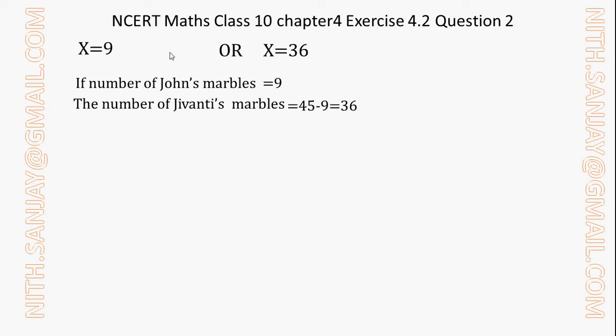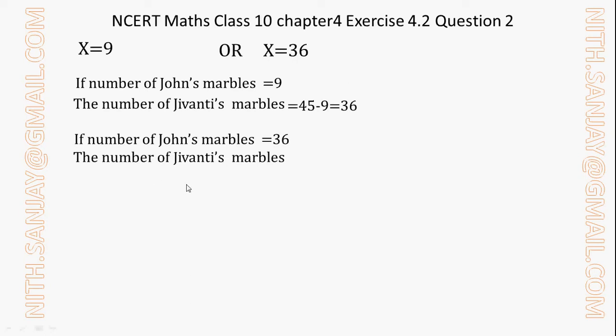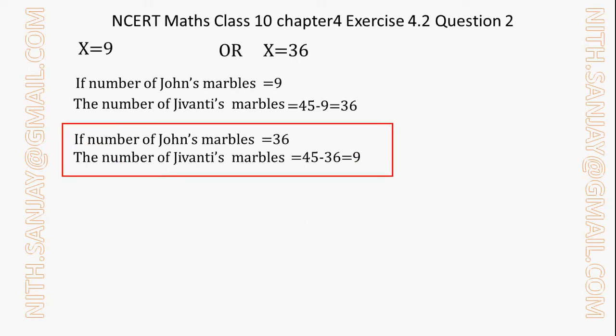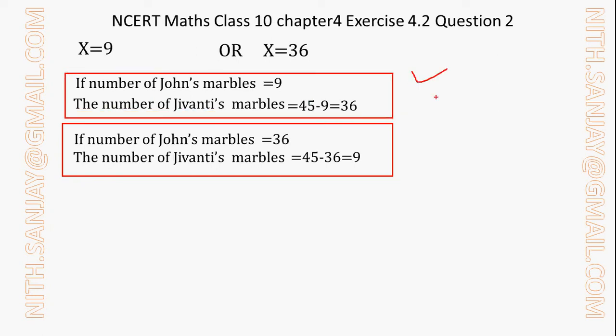And if we take x is equal to 36, the number of marbles with John will be 36. In that case, the number of marbles with Jivanti will be 45 minus 36, which is equal to 9. So this is also a solution of this equation. Both of these are solutions. You can write either one of them as a solution, or you can write both. So this is the solution of part 1 of question number 2.